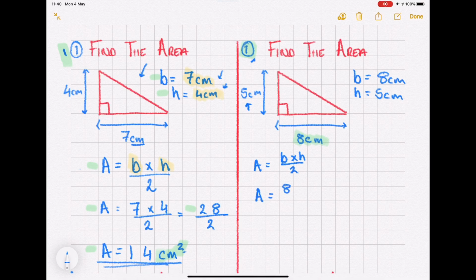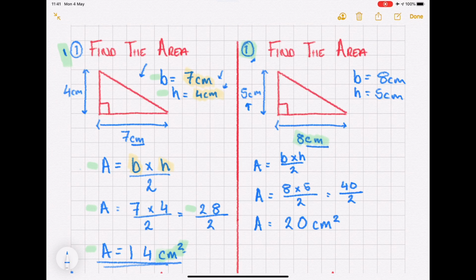Now our next step is to substitute, to replace our letters with our numbers. So area equals 8 times by 5 divided by 2. And then we said our next step is to do that top multiplication. So 8 times 5 is 40, and we have it over 2. Now our last step was to do the 40 divided by 2. So 40 divided by 2 is 20.